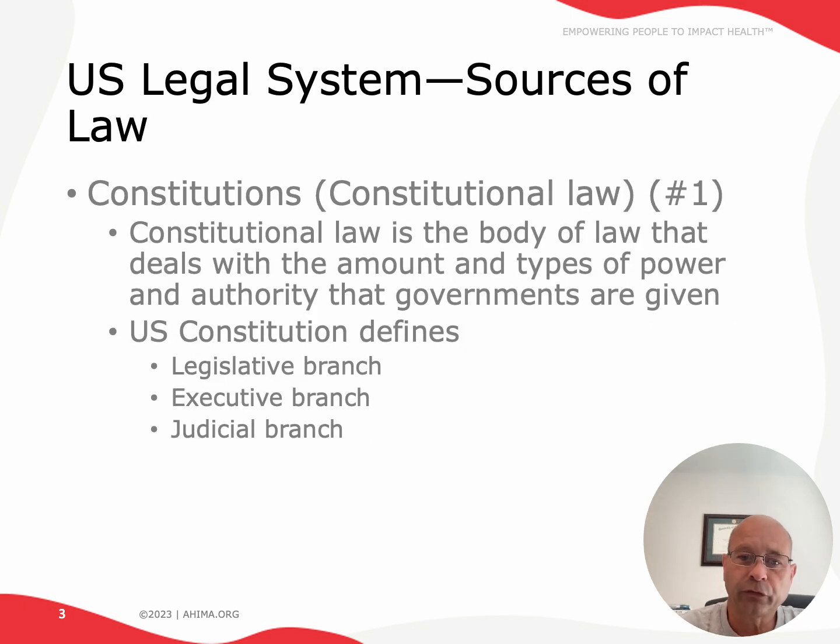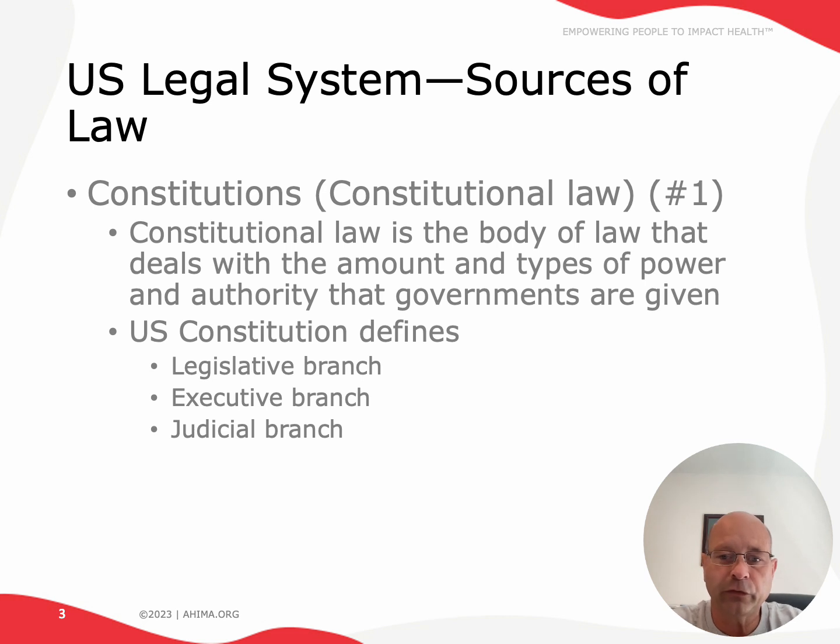Now, the four sources of law. Just so that we understand how laws are classified, let's explore where the laws actually come from. In the United States, we have four primary sources of law, and they're ranked in order of authority. First is constitutional law, which is the supreme authority. Constitutional law is the body of law that deals with the amount and types of power and authority that governments are given. The U.S. Constitution is the supreme law of the land. Everything else must comply with it.